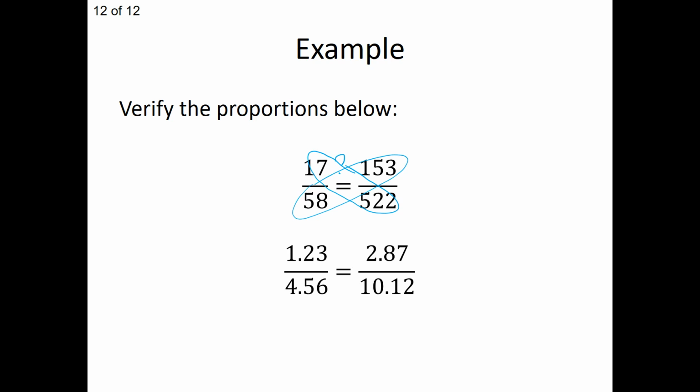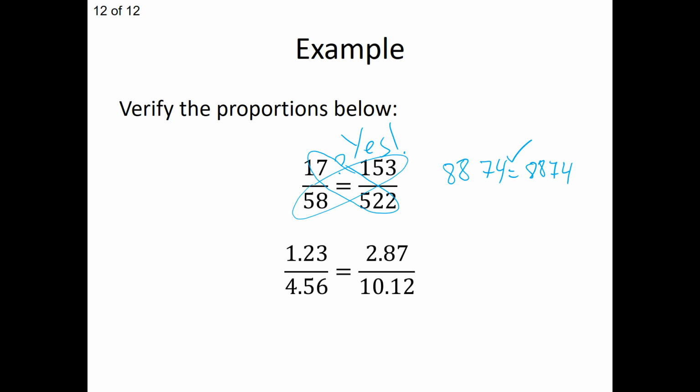When I do 17 times 522, we get 8,874. That was 17 times 522. Now do 58 times 153. So do the product of the means. So 58 times 153, it gives us a number, 8,874. So there we have it. Are the products equal? Yes. And because the products are equal, is this a true proportion? Yes. That top one is a true proportion.